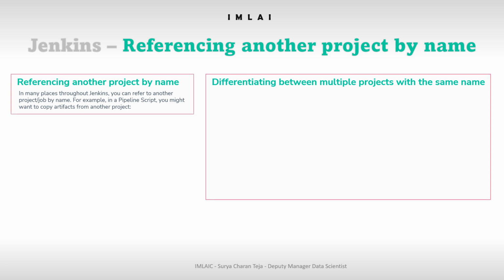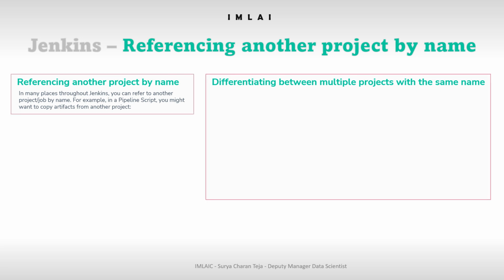So in that case, we are going to write copy artifact and project name, and you have to give the project name there. That's all you need to do if your target project's name is simply alphanumeric and is a simple project without sub projects and has a unique name throughout your entire Jenkins instance.